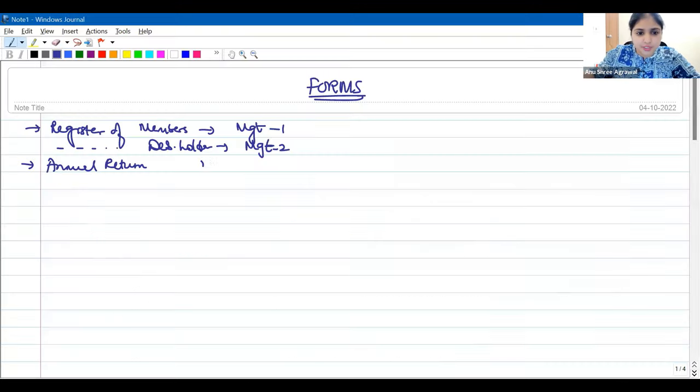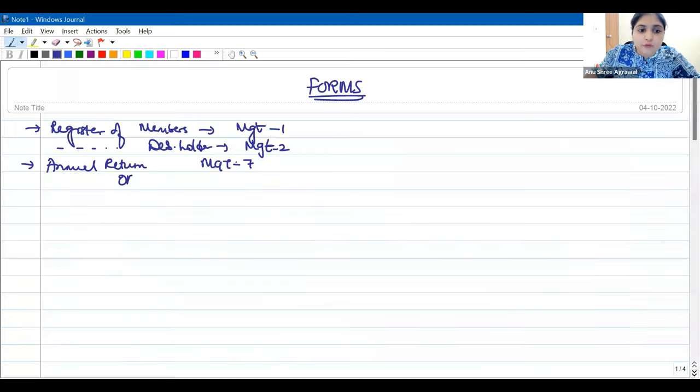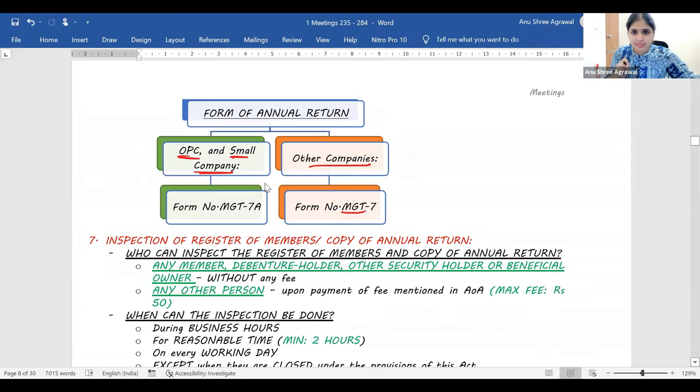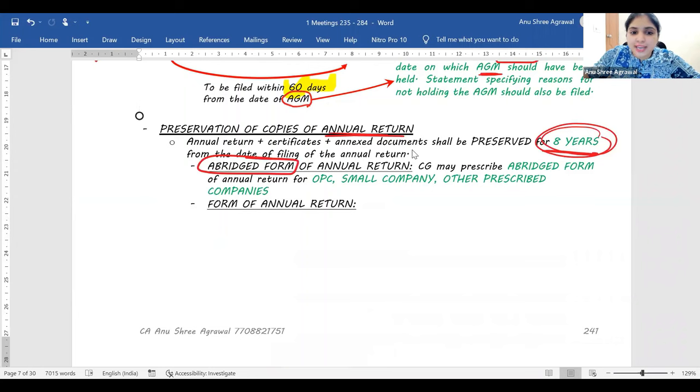Generally, it is MGT7. Okay, but for only one person company and small company, for them alone, MGT7A. See, one person company, small company, they will have a lesser number of details. What is the point of even asking them to fill the big annual return? So we will give them an abridged annual return.